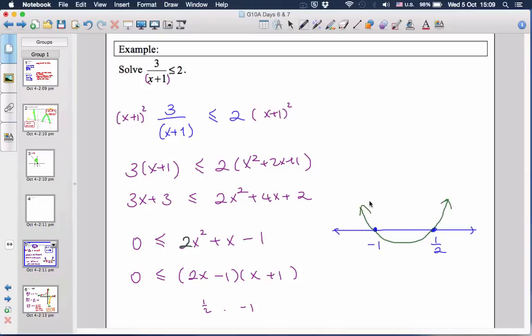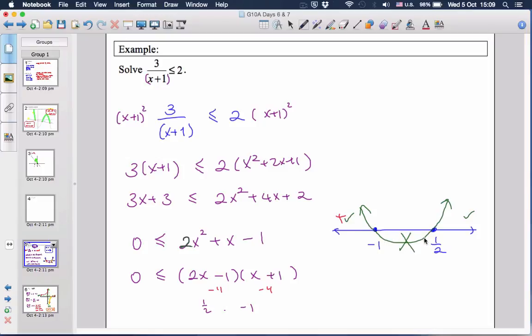Okay, so you want to know when this is greater than 0, well, that's going to be here and not here. Alternatively, if you forget, you can substitute a number in each of those intervals. So anything to the left of -1, imagine -5, for instance. -5 times 2 is -10, minus 1 is -11, -5 plus 1 is -4. -11 times -4 is going to be a positive number.